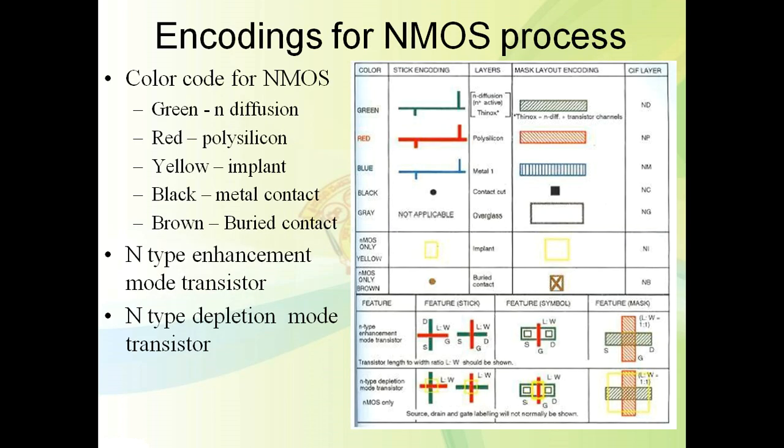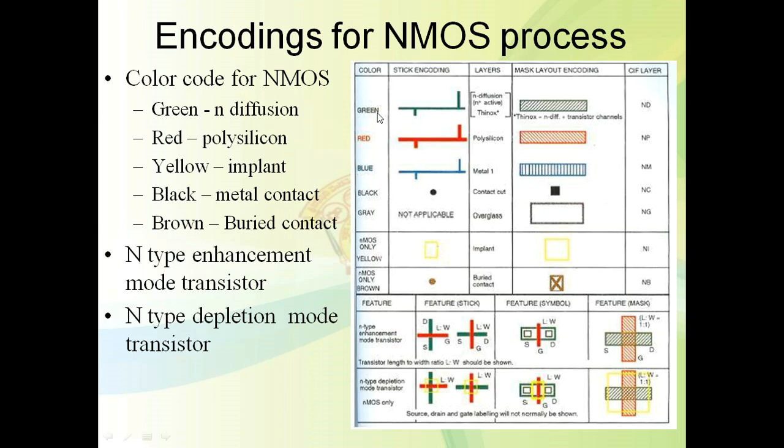Now we will see the NMOS design process. For encoding of the NMOS design process we will use a color code. The color codes for NMOS are: green is used for the N diffusion layer, red is used for the polysilicon layer, yellow is used for implant, black is used for metal contact, brown is used for the buried contact.